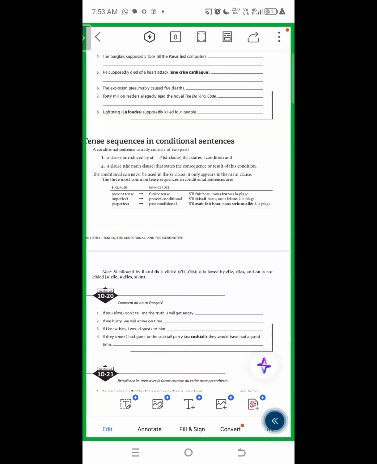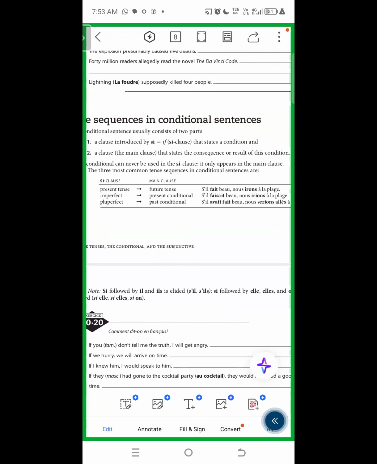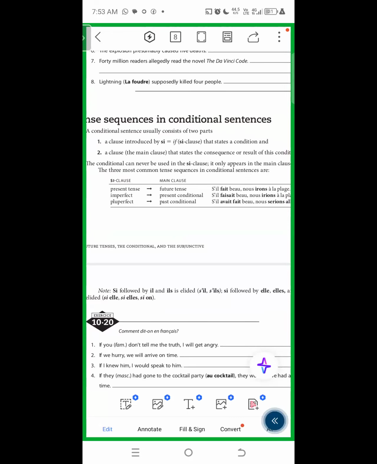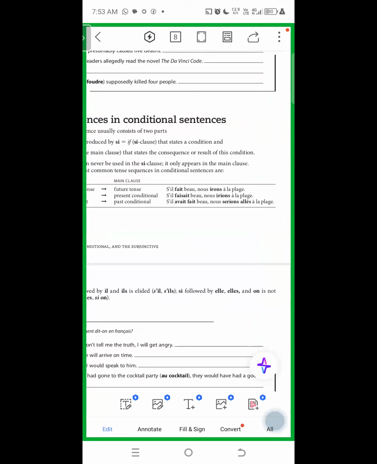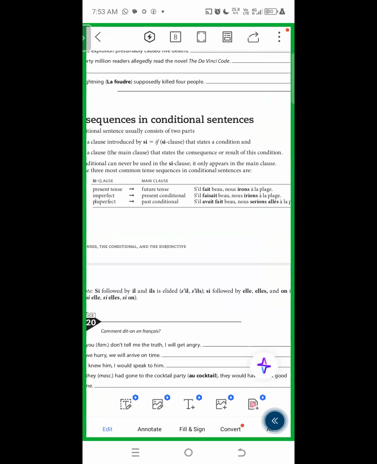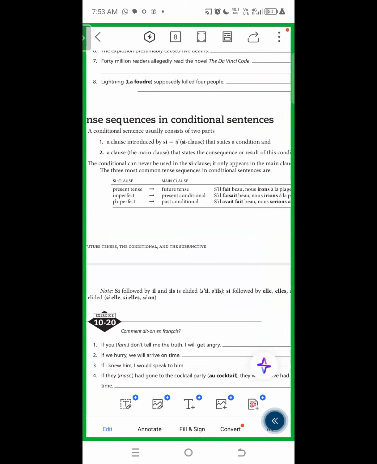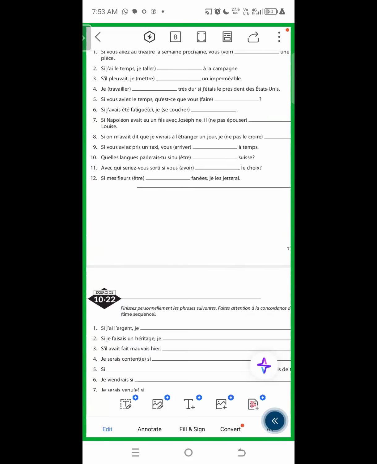Now those three hypothetical situations I gave you, can you see them here now? Present equals future. Imperfect equals conditional present. Then pluscuparfait, past conditional. S'il fait beau, nous irons à la plage. S'il faisait beau, nous irions à la plage. S'il avait fait beau, nous serions allés à la plage. You get it now? The si clause, the main clause. So that is basically dealing with the conditional tense in French.